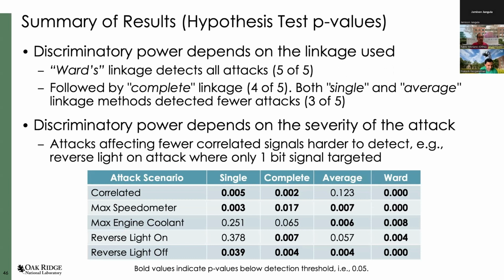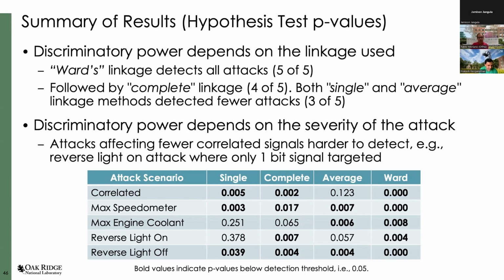Using that approach, we found that when we use agglomerative hierarchical clustering with Ward linkage, which is a way to build this notion of nested clusters, we obtained the best results. We defined our p-value as 5%, and with Ward linkage we found it is able to detect all of these types of attacks. It works better than most of the others, followed by complete linkage, which missed one of them.